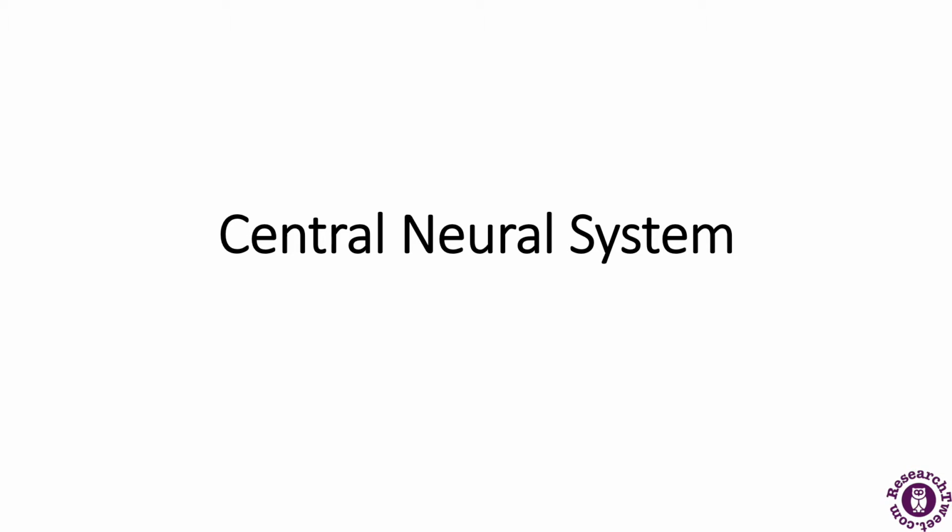Hello everyone. So the next topic I will be discussing is the central neural system, also called the central nervous system. The central nervous system consists of the brain and the spinal cord, and it is referred to as central because it combines the information from the entire body and coordinates activity across the whole organism. So this is about the central neural system.